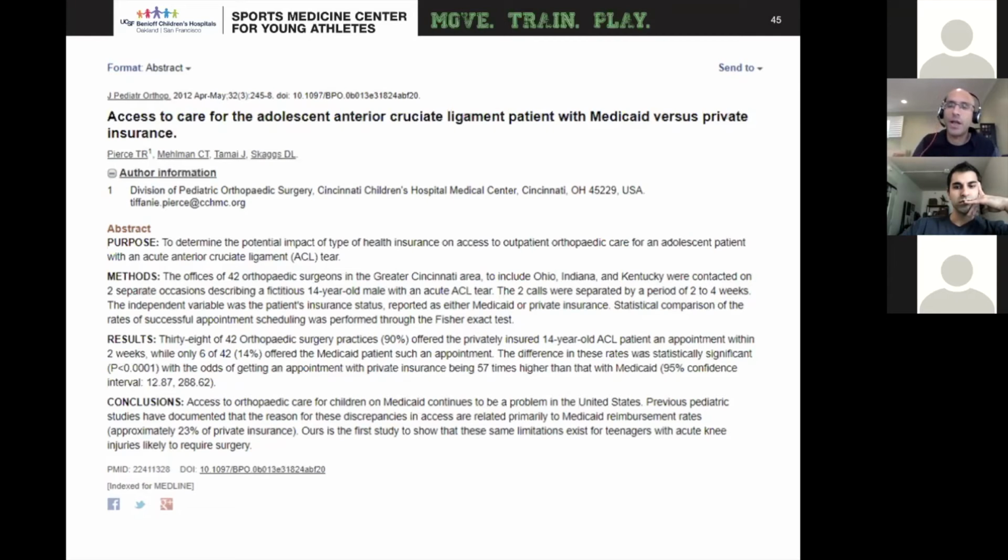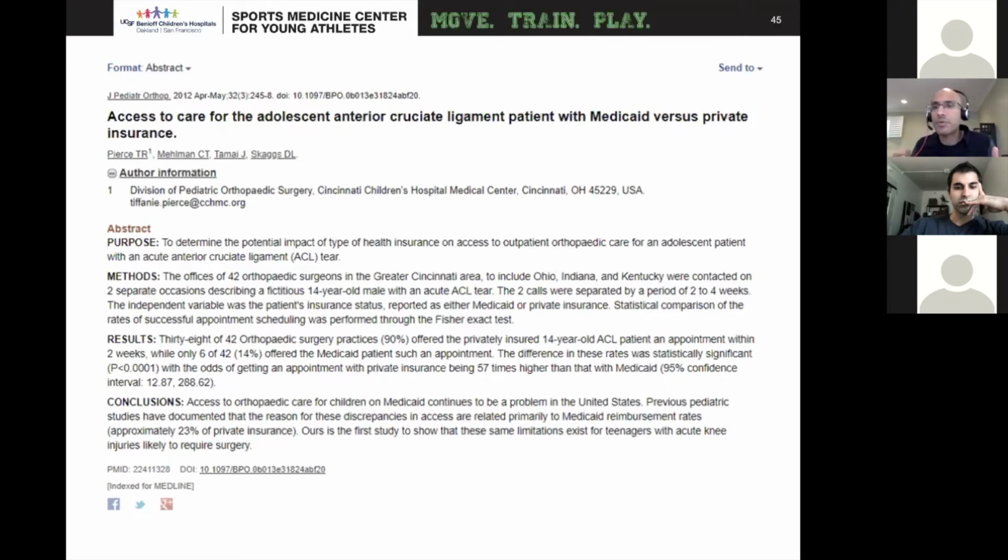And then they said, I have private insurance, then I have public insurance. And he found that when you said you had private insurance, 38 out of the 42 practices actually scheduled that patient. Whereas when you said you had public insurance, only 14% of the offices offered an appointment. Okay. So you can see at that level where the delay in care is occurring.